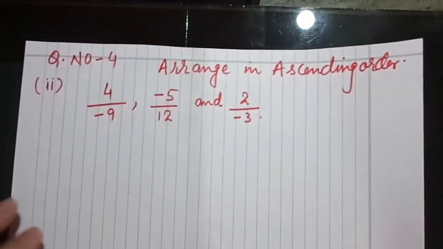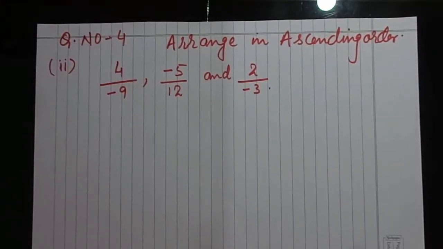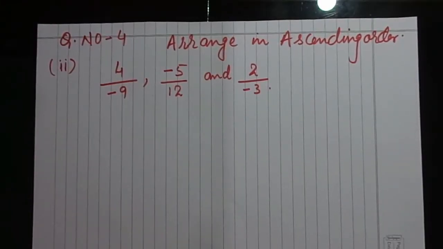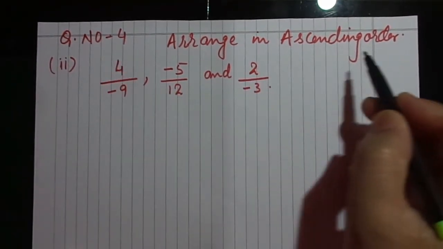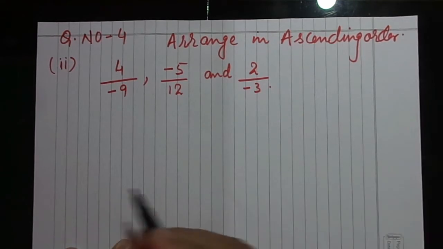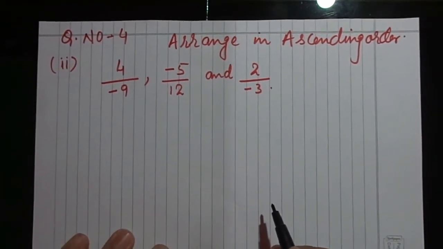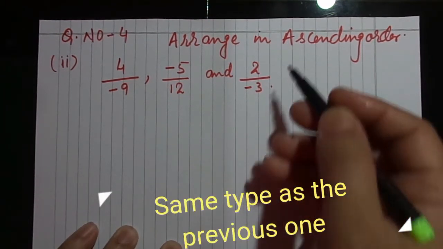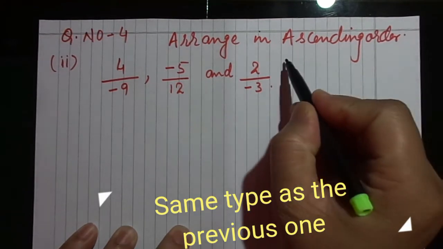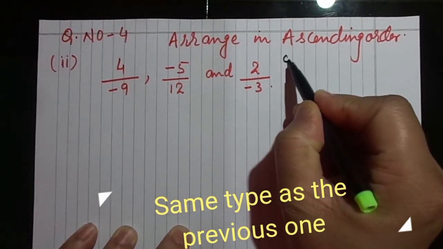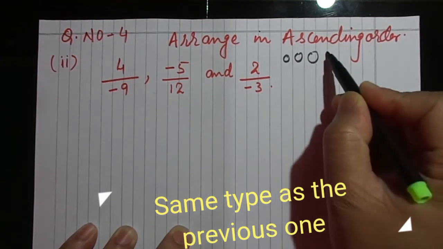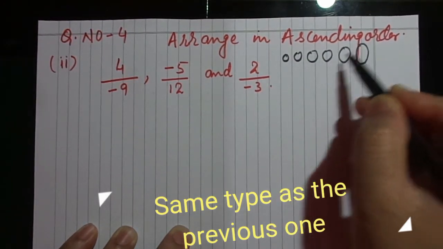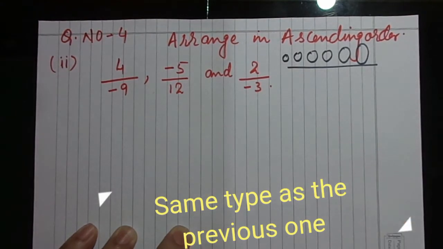We have one more, arrange. So I'm sorry, because of some technical error that occurred. Let's concentrate on question number 4, arrange in ascending order. The same thing that we had learned previously, just a few minutes ago. When we talk about ascending order, it means the order should be from the smaller number to the bigger number. This is your ascending order, from smaller to bigger number.